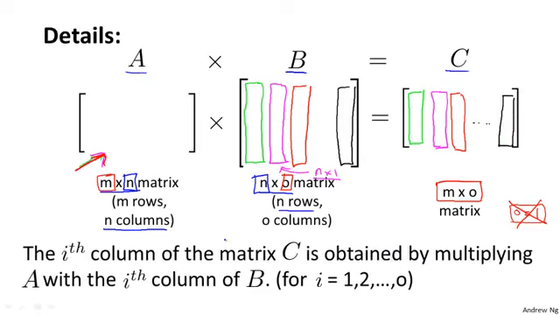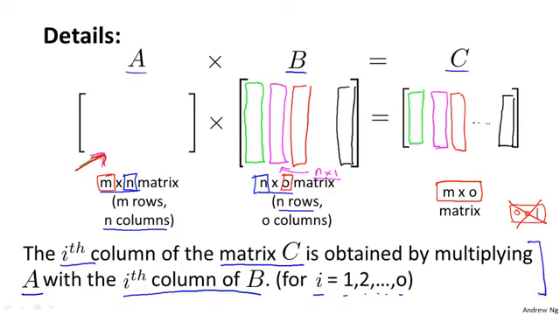Just to say that again, the ith column of the matrix C is obtained by taking the matrix A and multiplying it with the ith column of the matrix B, for values of i from 1 up through o.